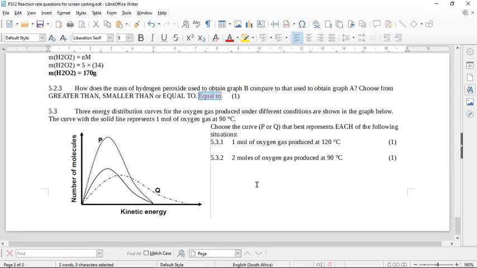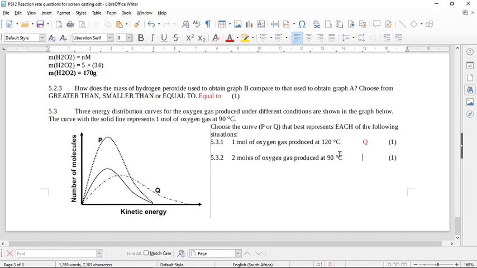Okay. 3 energy distribution curves for the oxygen produced under different conditions are shown in the graph below. These are your Maxwell-Boltzmann curves. The curve with the solid line represents 1 mole of oxygen gas. Choose the curve P or Q that each represents the following situations. 1 mole at 90 degrees, 1 mole at 120. So average kinetic energy is where the peak is, and that's your temperature. So which one? These 2 peaks are in the same place. These are at the same temperature. So it has to be Q, because Q has the peak further along.